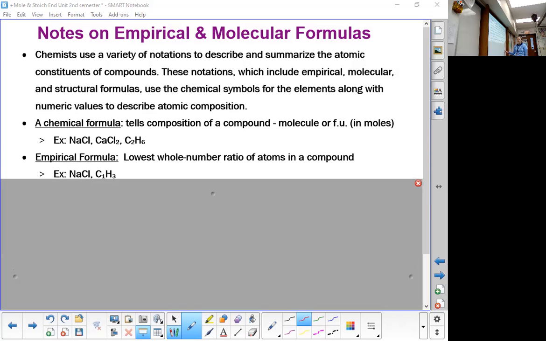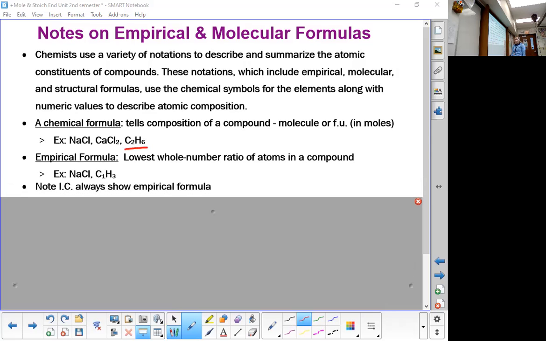And then there are other things like empirical formulas, which is the lowest whole number ratio of atoms in a compound. While the NaCl is 1:1, that's the lowest ratio, the C2H6 could be reduced to CH3 or C1H3 there to emphasize the 1. Now, ionic compounds always show empirical formulas because they're written in a way that shows the lowest whole number ratio of ions that make up that unit. But molecular covalent compounds do not always show that.